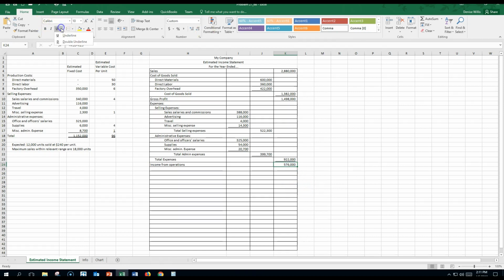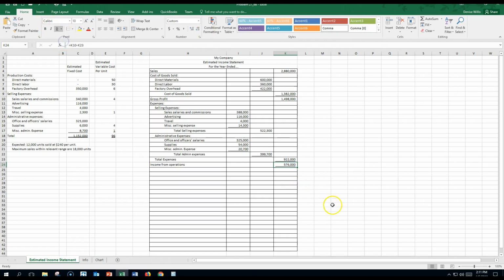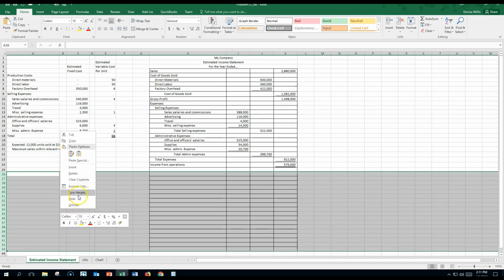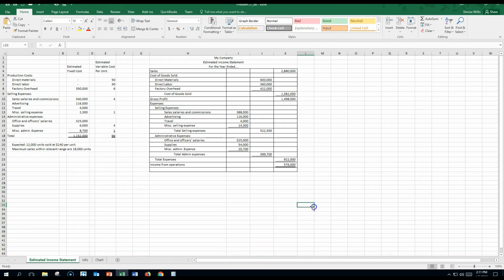Very nice. And I'm going to put a double underscore on that because it's the final number we're looking for. There we go. And I'm just going to clear out some of these multiple lines here because they disturb me. Okay, that looks good. We have our estimated income statement. Now, after that, let me give it a time mark, 11.